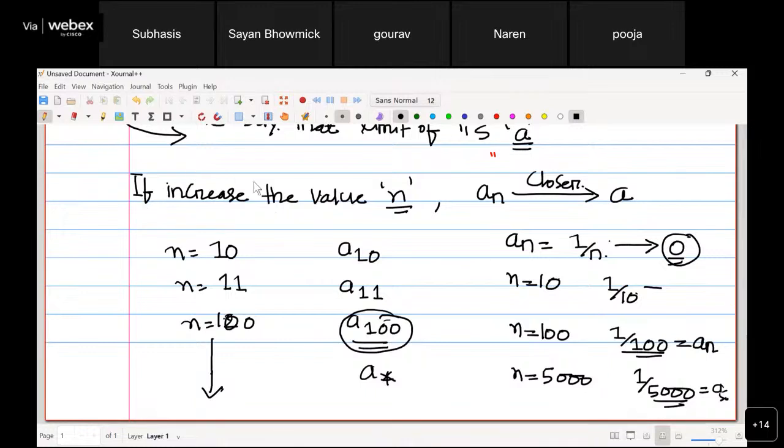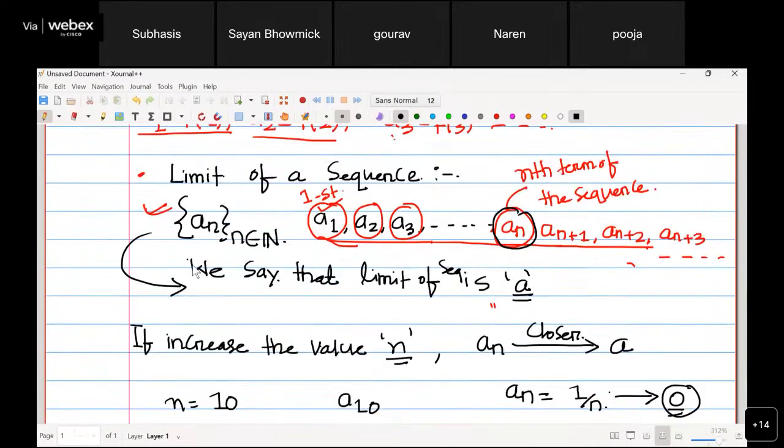So I say that I have a sequence, and the sequence has some limit a. That is basically the meaning of the statement: if I increase the value of n, then the terms of the sequence will come closer and closer to this number a. When this happens, I say the sequence is a convergent sequence, and the limit of the sequence is a.